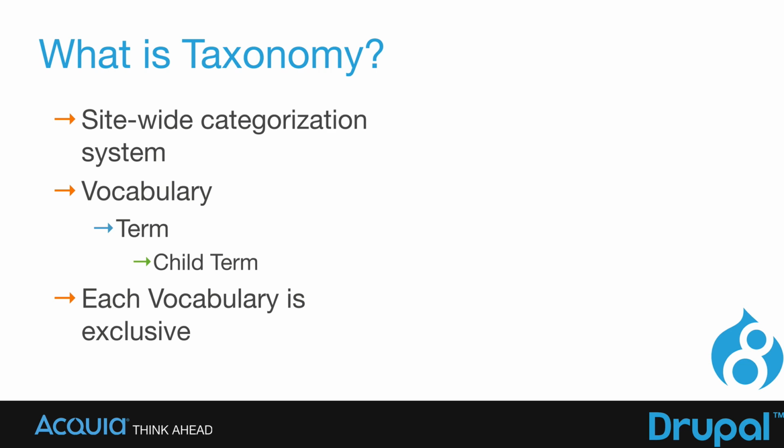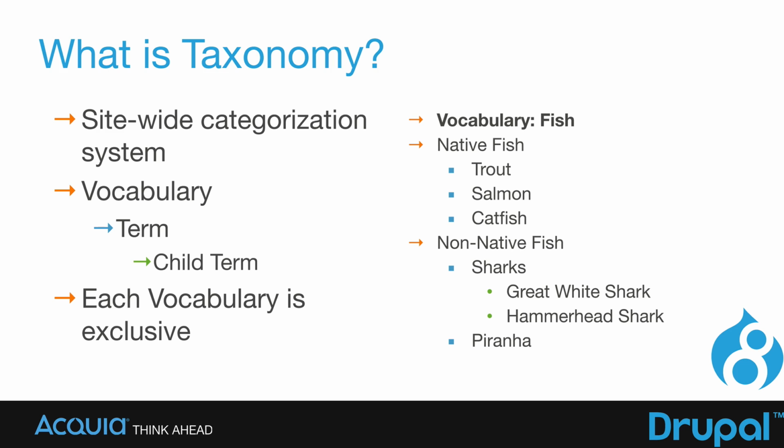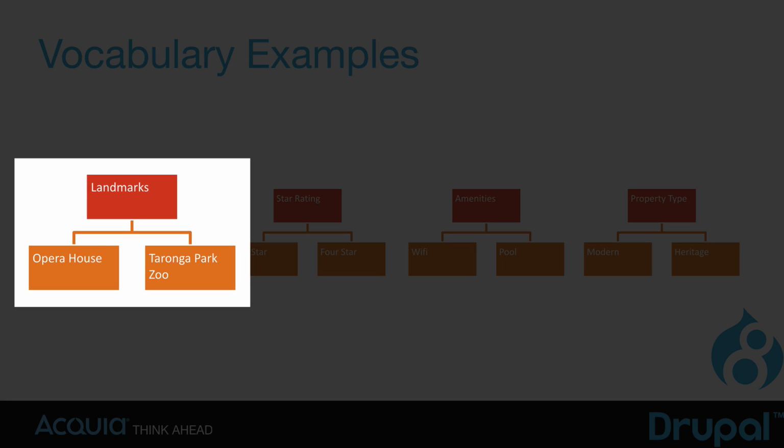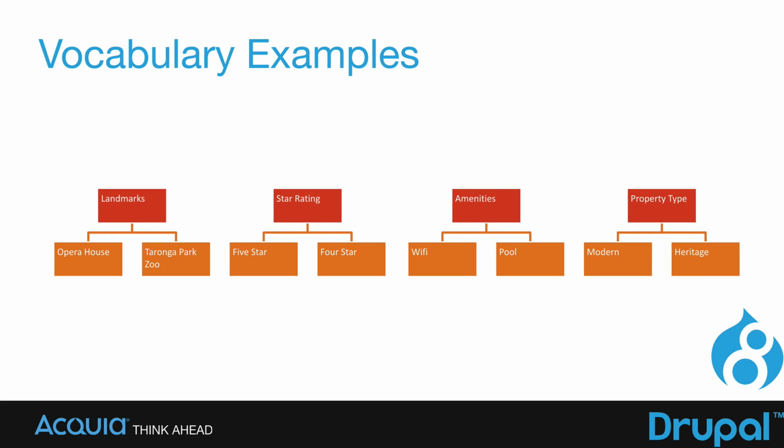We have a vocabulary, and then we have terms and child terms. Every vocabulary is exclusive, and so on the right-hand side, you might have a vocabulary called fish, native fish, non-native fish, as you see on the screen. We're actually going to use the taxonomy for a slightly different purpose. As an example, on the left-hand side, we're going to have a taxonomy called landmarks, and then the Opera House and Taronga Park Zoo will actually be terms that we've added fields to.